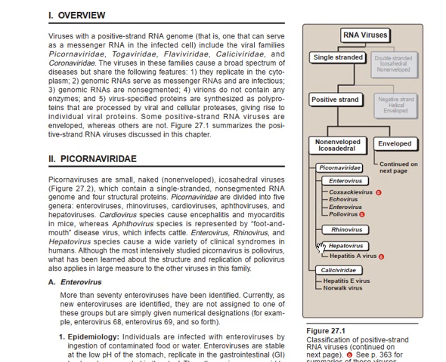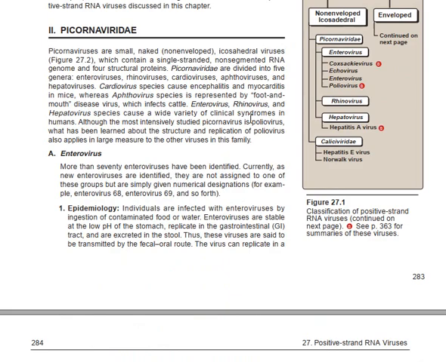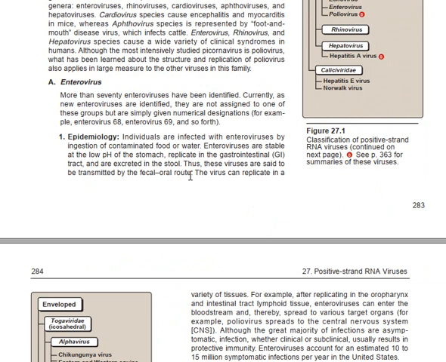In the Picornaviridae, you have the hepatoviruses, like the hepatitis A virus. Now, still in the non-enveloped, icosahedral group, you have another family, which is the Caliciviridae, and the Caliciviridae consists of the hepatitis E virus and the Norwalk virus. So we are finishing now with the non-enveloped positive strand RNA viruses.